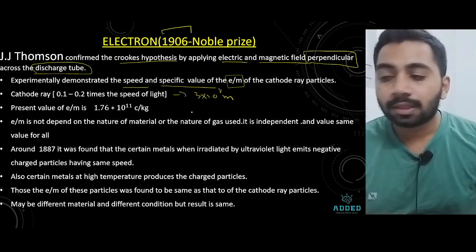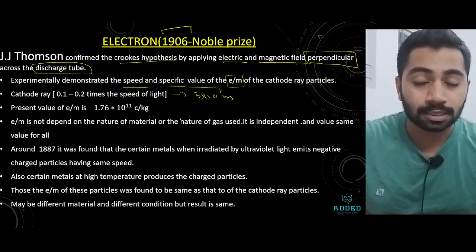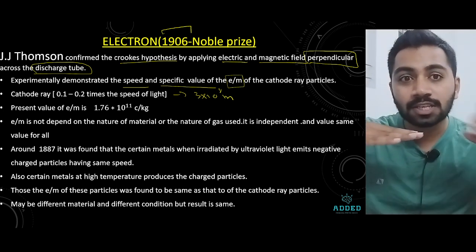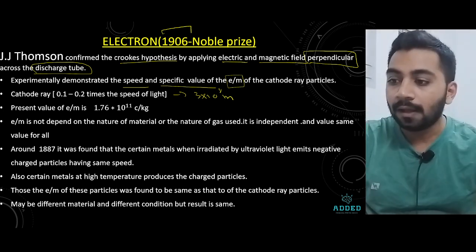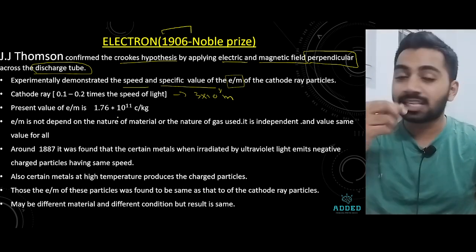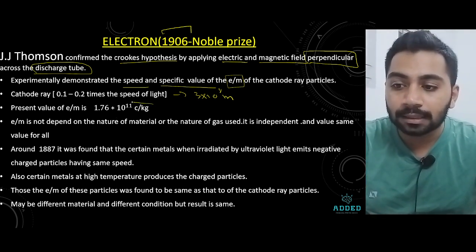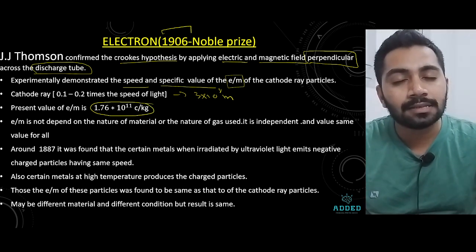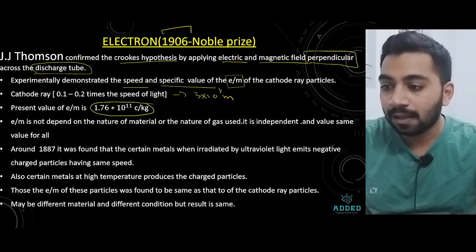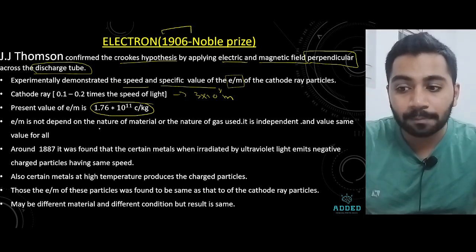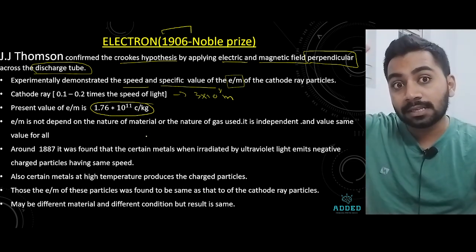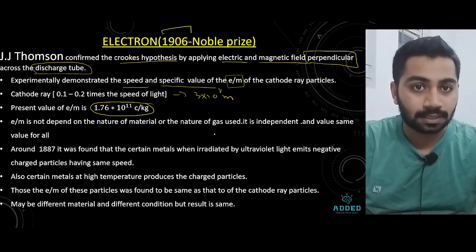Okay, now J.J. Thomson says cathode rays travel at 0.1 or 0.2 times the speed of light. Now the present value of e/m of the cathode ray is 1.76 × 10^11 coulomb per kg. Very simple. Now e/m is not dependent on the nature of the material. See, it's not dependent on the nature of the material or the nature of the gas, but the brightness is dependent.